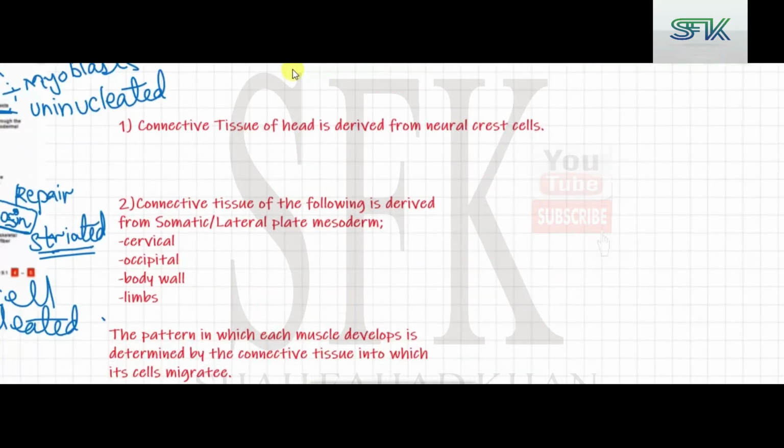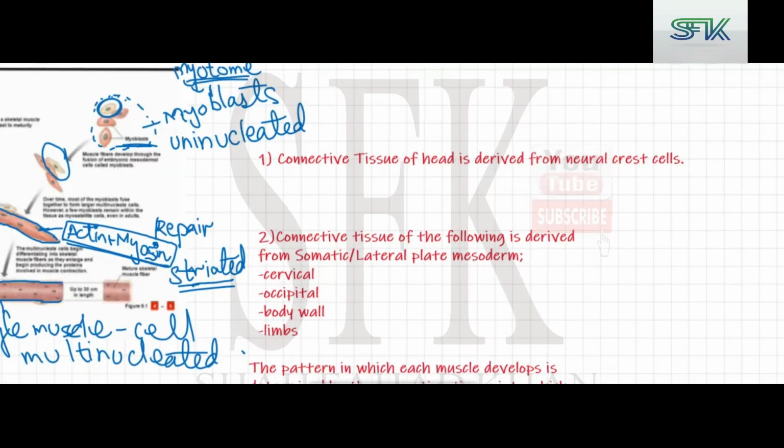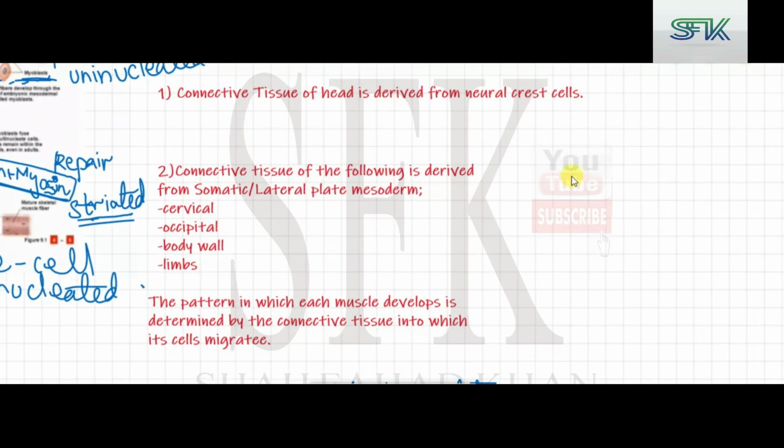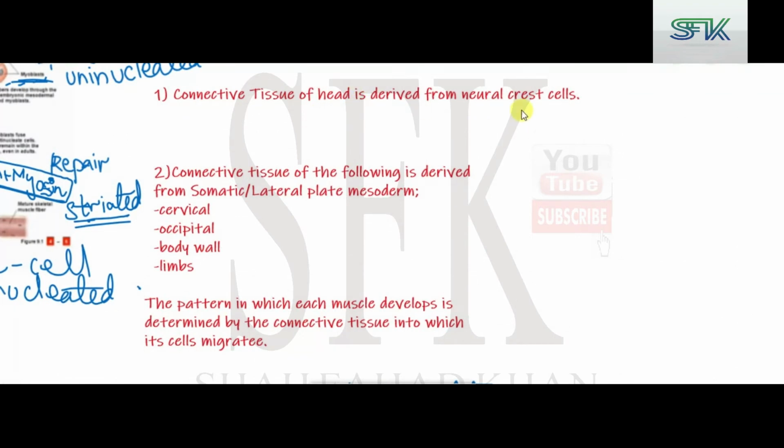These are some important points that I noted, so let's go through them as well. The connective tissue of the head muscles, the head region, is derived from the neural crest cells. An important key term. We will talk about the neural crest cells in the upcoming lectures, but for now, just remember that these are a cell type that give rise to the connective tissue, the embryonic mesenchymal connective tissue of the head.